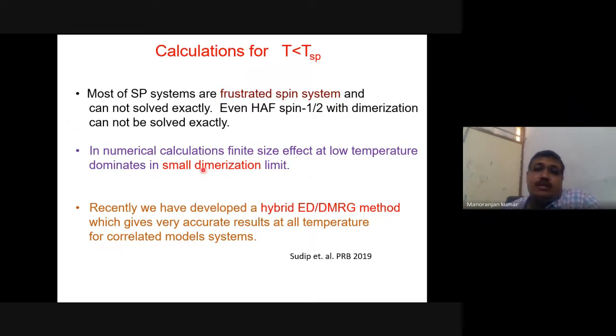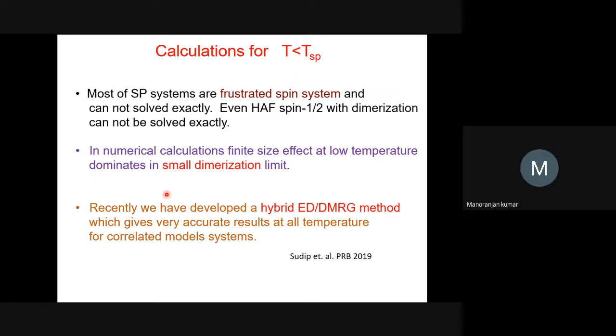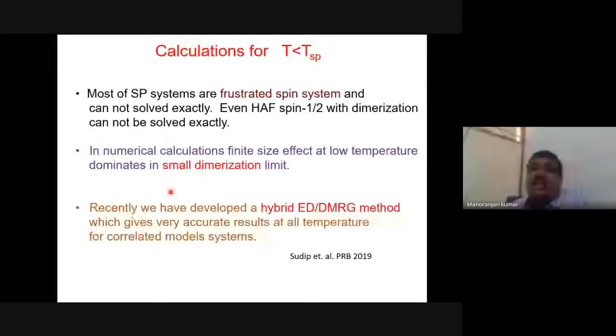And all of us know that numerical calculations have finite size effects at low temperature. So we have recently developed the hybrid DMRG method, which gives a very accurate result at all temperatures for correlated systems. I'll not go into details of this method. Probably if someone is interested, we can talk about it.